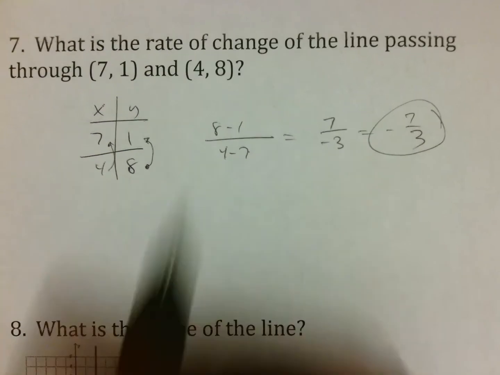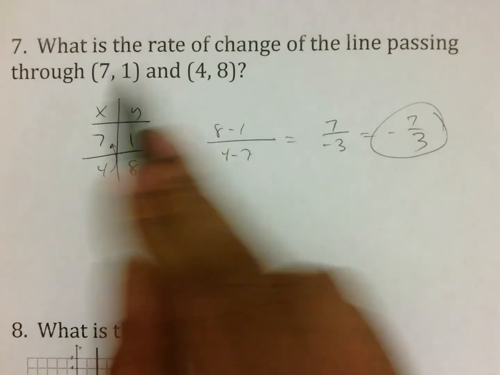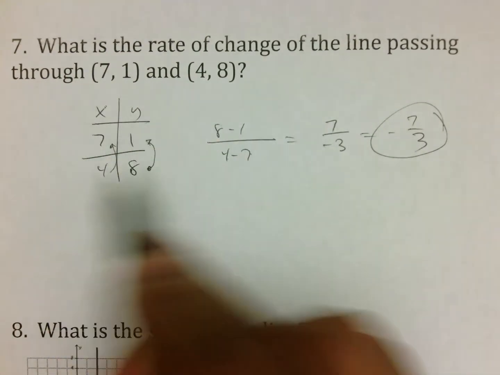Alright, so again, the trick on that is if they gave me 2 points and I'm not used to it, take those 2 points, put them in the form of a table, and then work through them that way.